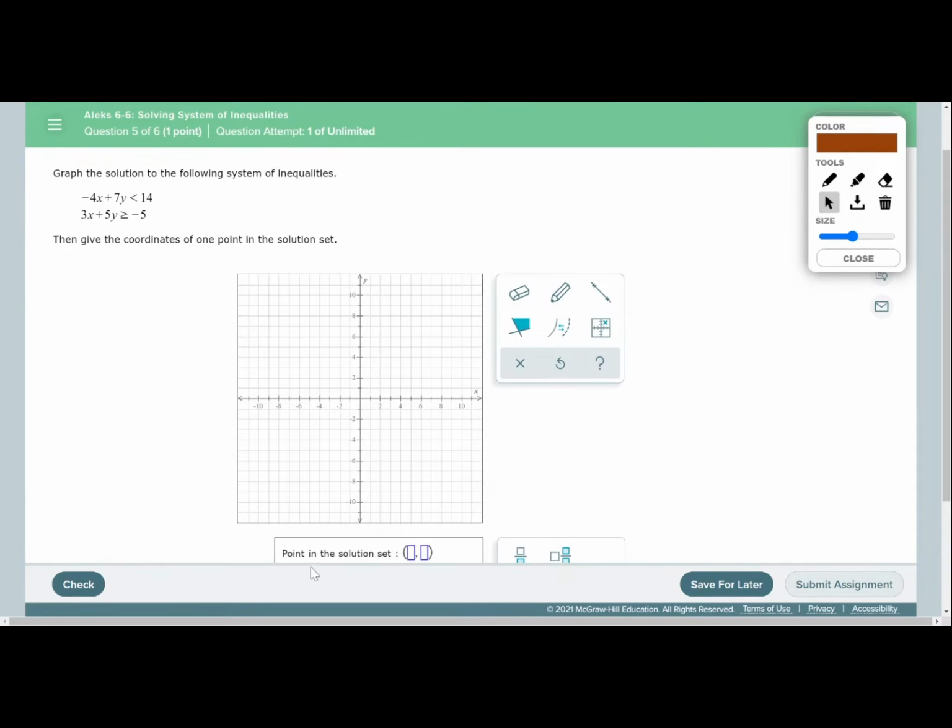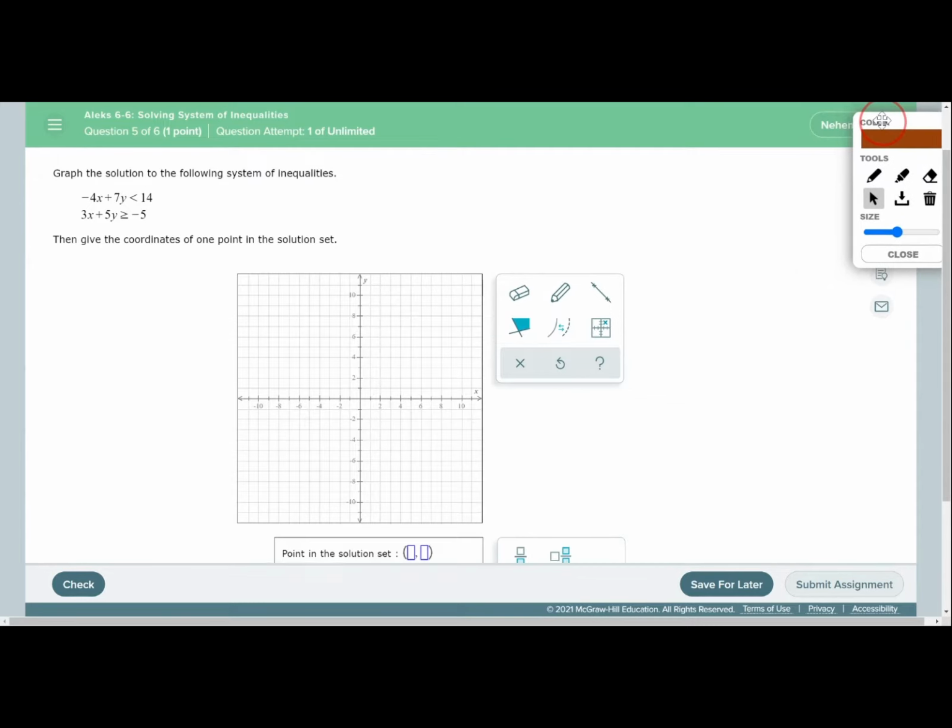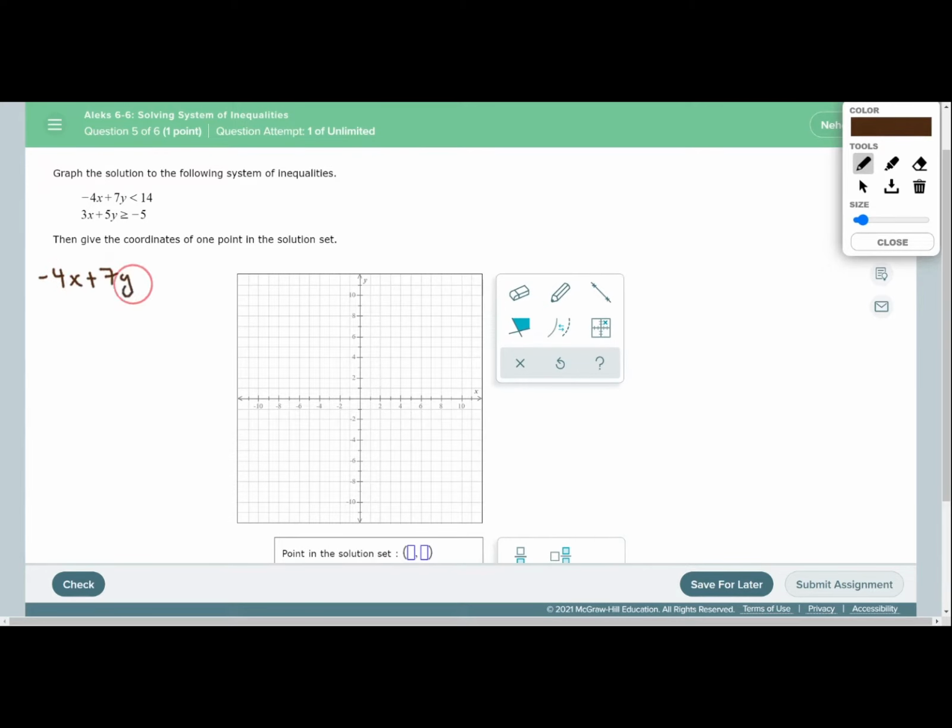Oh, wow, it's interesting. They ask you for the point of the solution set. All right, so how do we graph this one? It requires you to do more steps here because x and y are together on the same side. So we're going to look at the first line here: negative 4x plus 7y less than 14. We want y by itself. So we're going to add 4x on both sides. 7y less than 4x plus 14.